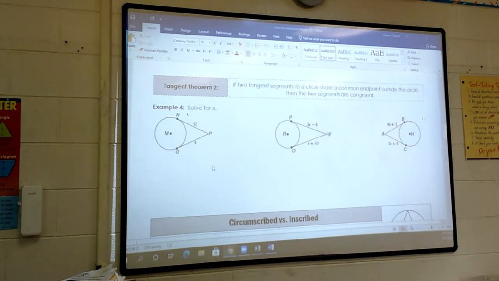Like I said on the first page, we learned that a tangent line and a radius make a 90-degree angle. And in a triangle, we have three angles that add up to 180.